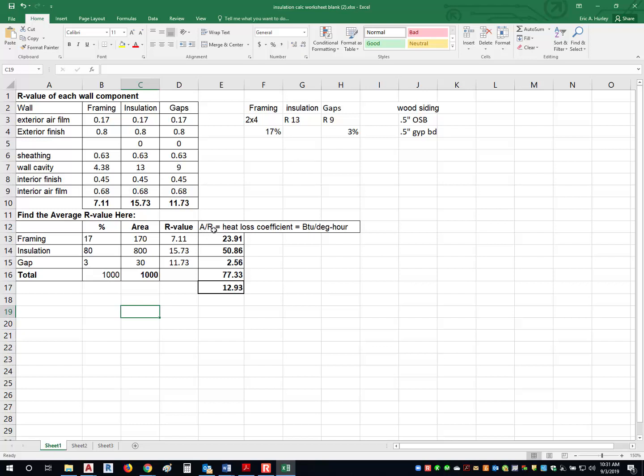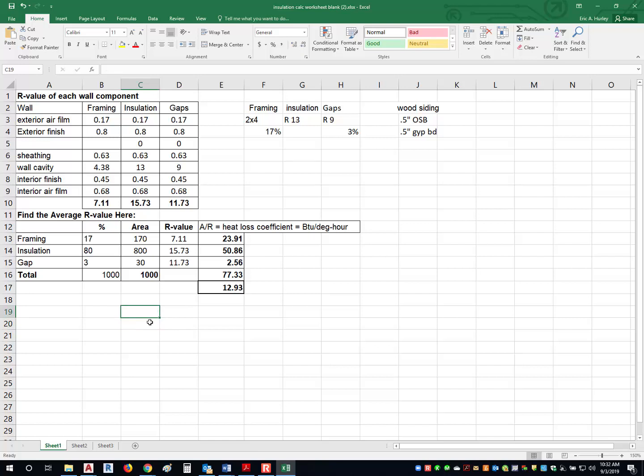See that right there? Keep that in mind. A over R. A divided by R. That means area, there's the A, divided by the resistance, or the R value. So I'm going to say equals 170 divided by 7.11. Bam. There's that number right there. 23.91. Just rounded it up to 2 decimal points.